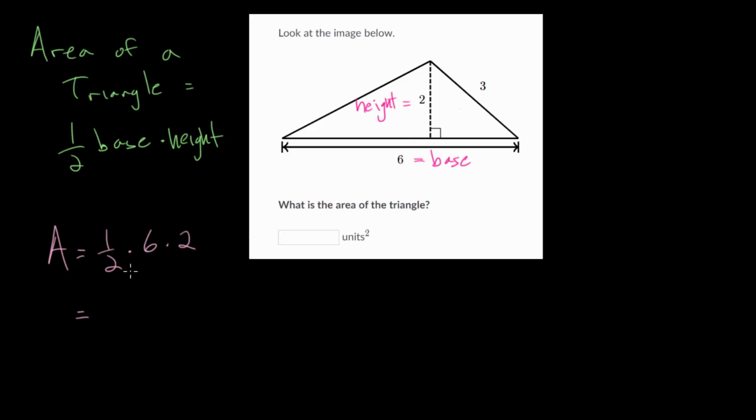And we don't have any units, so we don't have to worry about that. So we have 6 units and 2 units. So 6 times 2, that's 12, and half of 12 is 6. And since we don't have any specific units, we're just going to write square units there. So in our box, the area of this triangle, we would just put 6 square units.